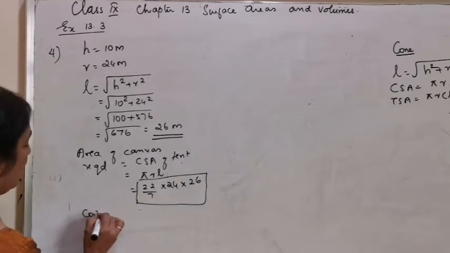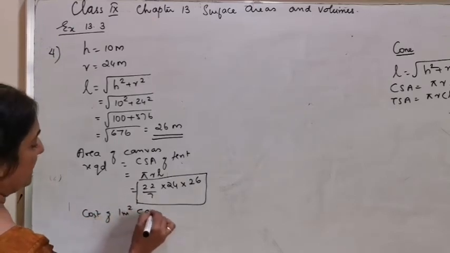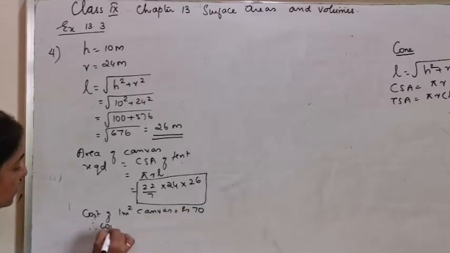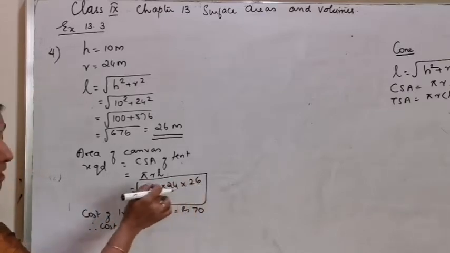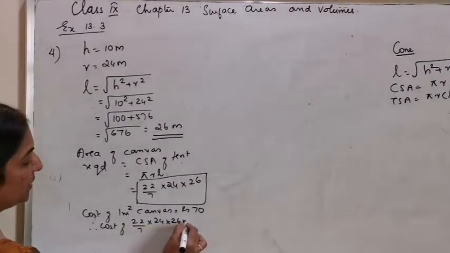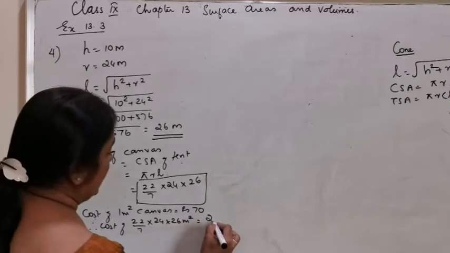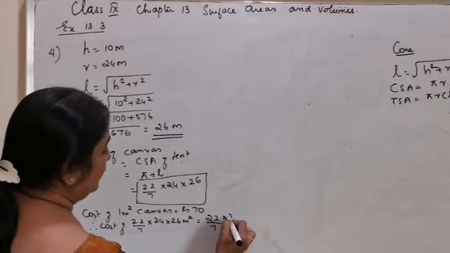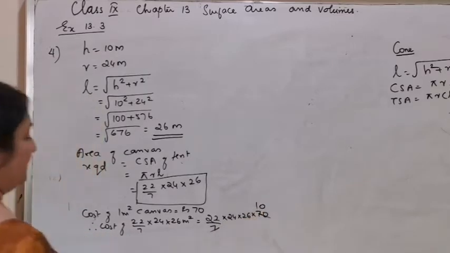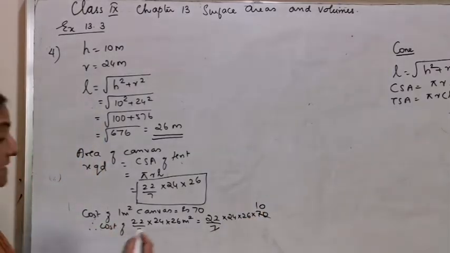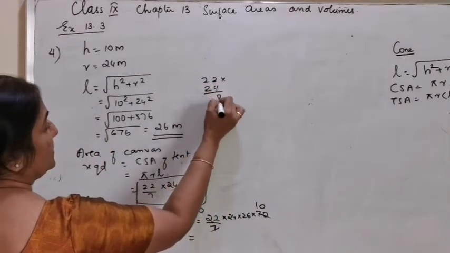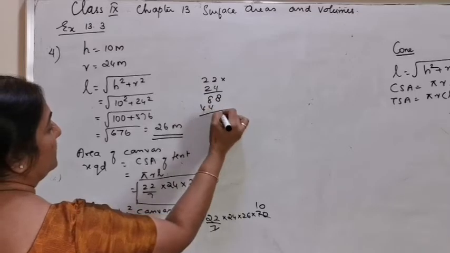Now the cost of 1 meter square canvas is rupees 70. Therefore, the area of canvas required is 22 by 7 into 24 into 26 meter square, so the cost is 22 by 7 into 24 into 26 into 70. There, that 7 will get simplified. So 22 into 24, 4 2s are 8, 8, 4, 4.